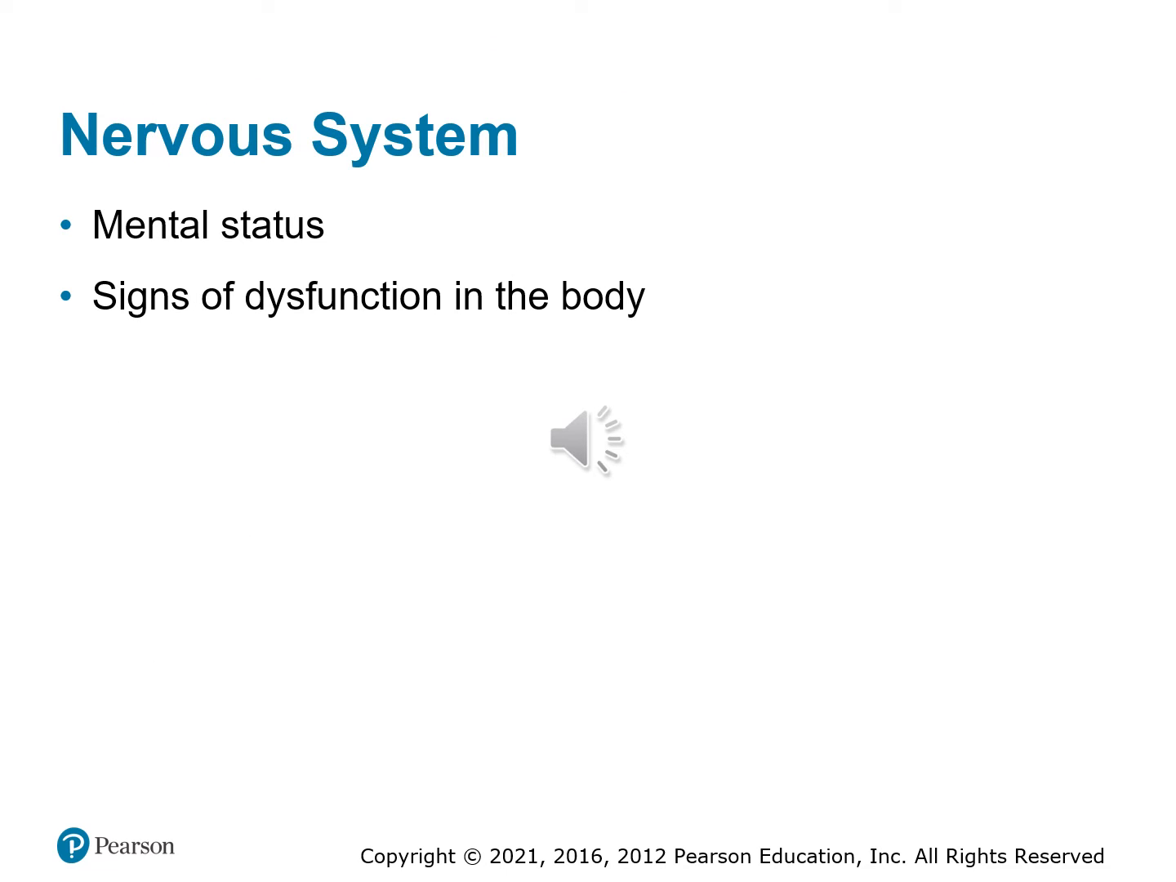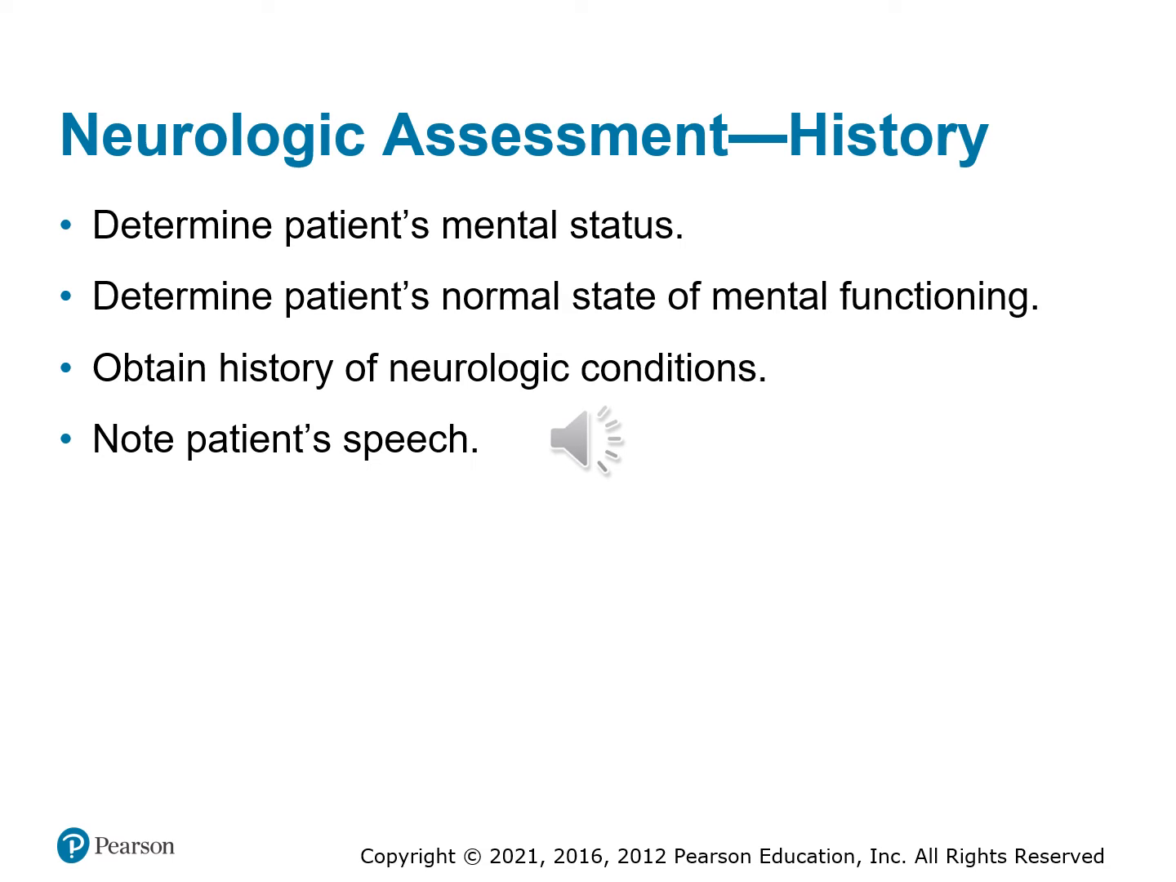Dealing with the nervous system next, we're looking at the mental status of the patient and signs of dysfunction in the body. Is the patient unable to control a certain side of their body, their legs, their arms? The nervous system helps us to use our muscles, and so we're looking for abnormalities there. Let's identify the patient's mental status. We use the mnemonic AVPU: alert, verbal, painful, unresponsive.